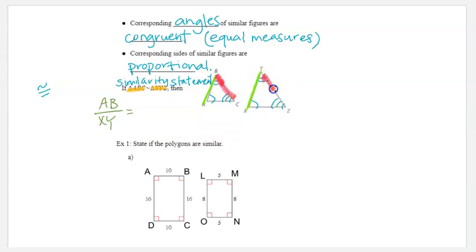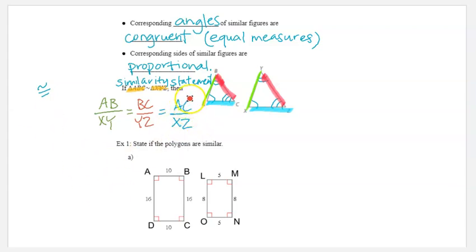Similarly, BC and YZ correspond. So I know that AB over XY, or AB divided by XY, is going to be equal to BC divided by YZ. And finally, we have AC and XZ. So that's going to be equal to AC divided by XZ.